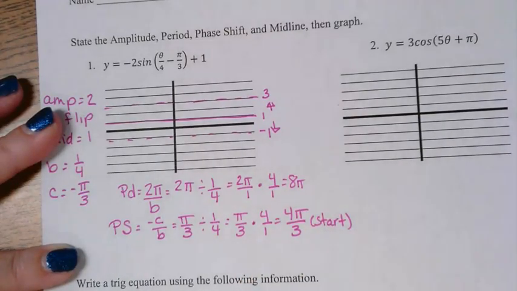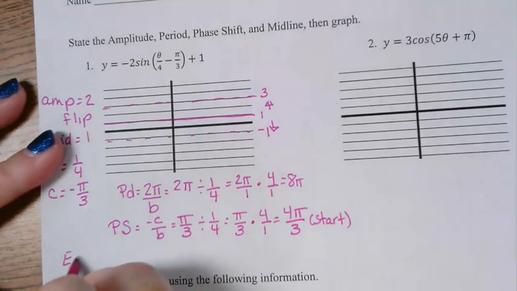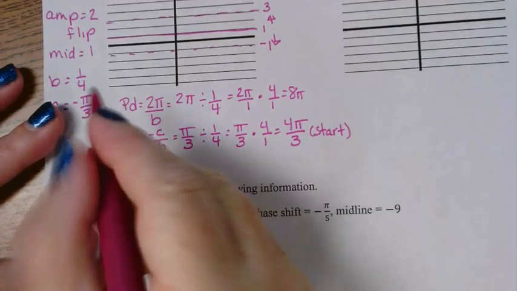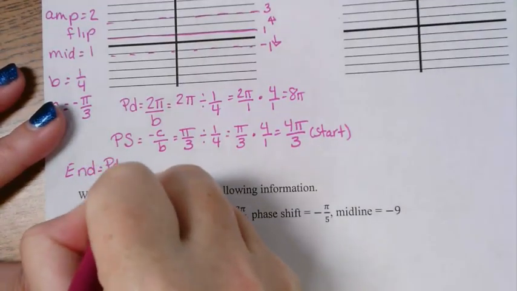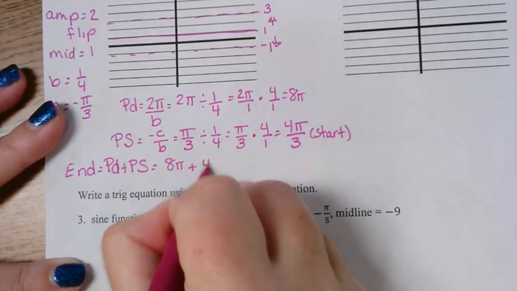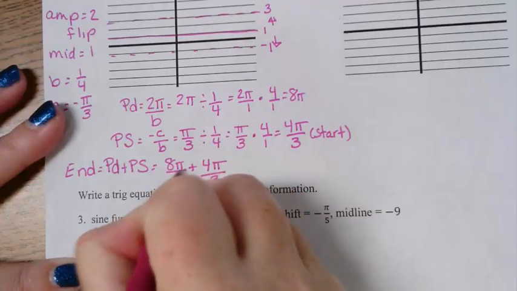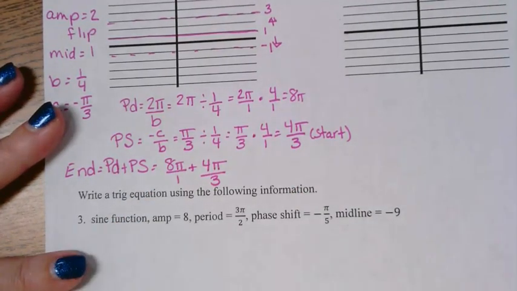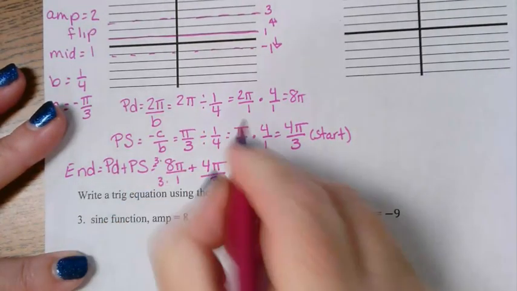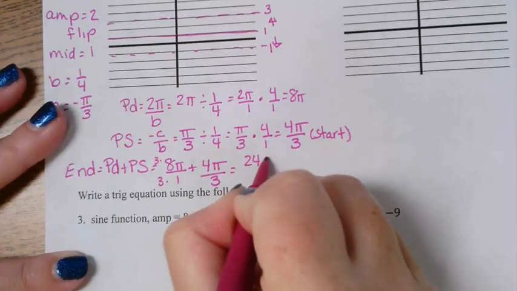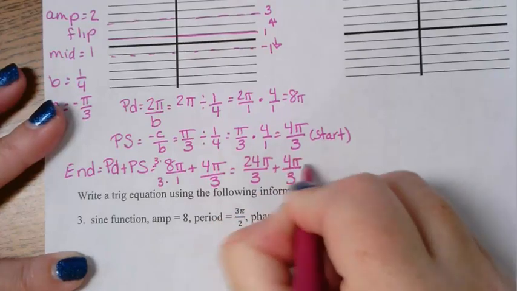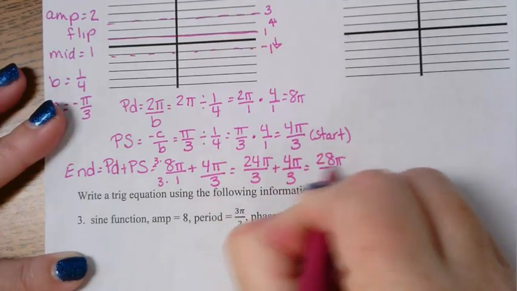Okay. Now we're going to calculate end. Let me move this out of the way. Okay, end is PD plus PS. So 8 pi plus 4 pi over 3. I'm going to put 8 pi over 1. We got to get a common denominator, and my only denominator really is that 3. So I'm going to multiply 8 by 3 and the 1 by 3. So I get 24 pi over 3 plus 4 pi over 3. And we get 28 pi over 3.